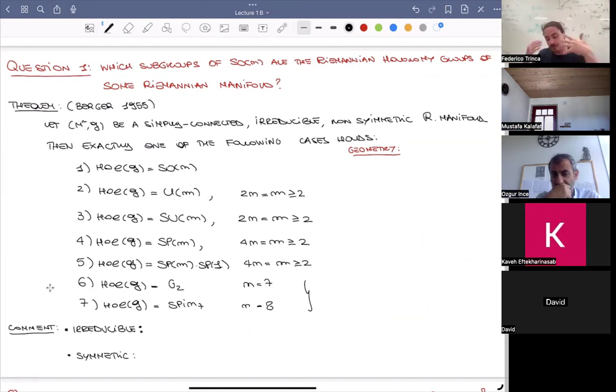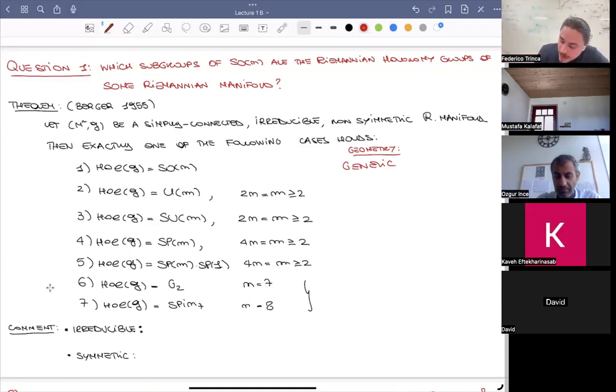It is the final version of many years of study of holonomy. But what Berger proved was that if my Riemannian manifold is simply connected, irreducible, and not symmetric, and I will come back to these two in a second, then the only possibilities that I have are the following. So I can either be with holonomy SO(n), and this is usually called the generic case, because I don't have any restriction on the holonomy.